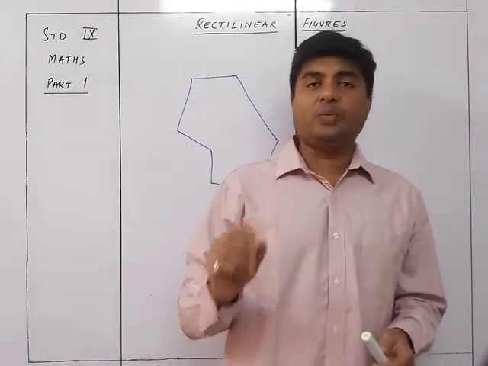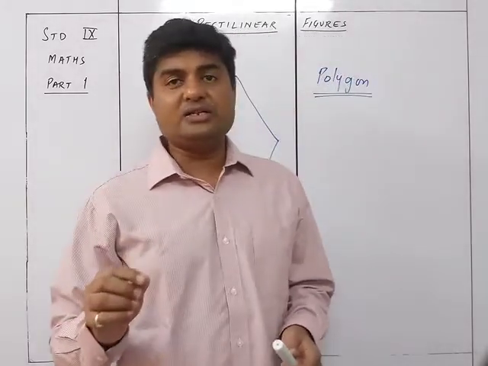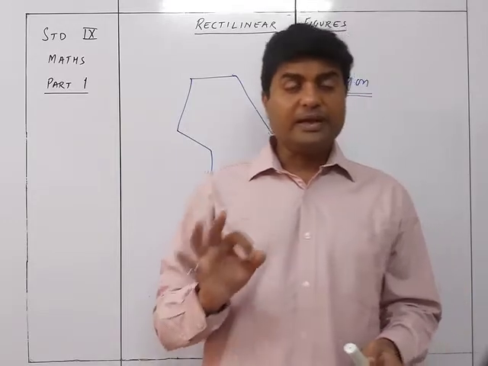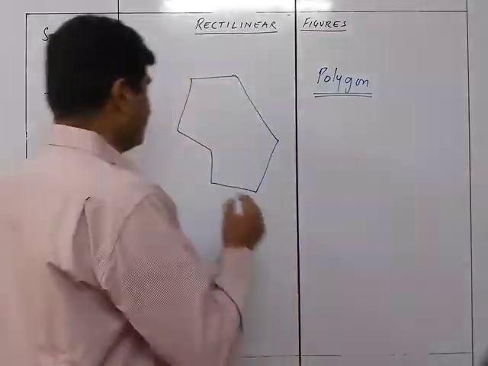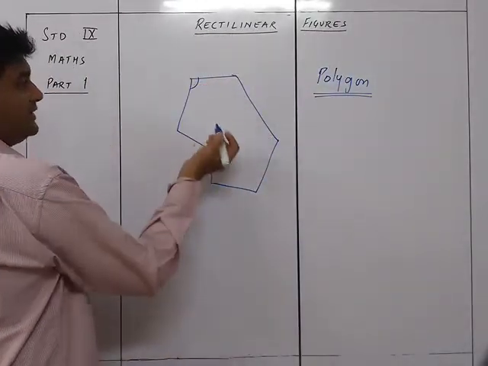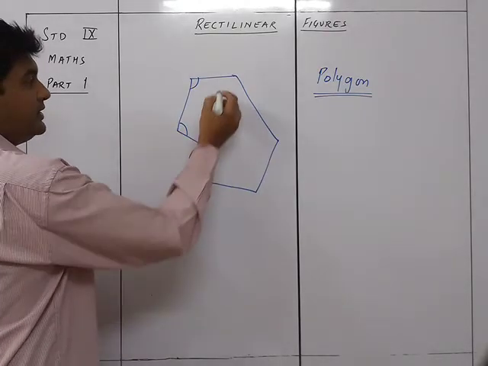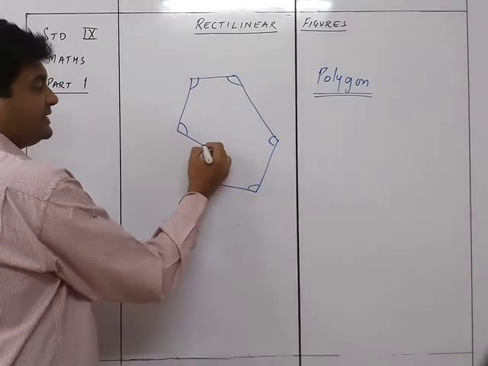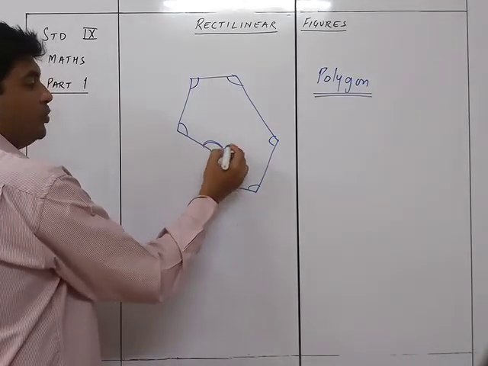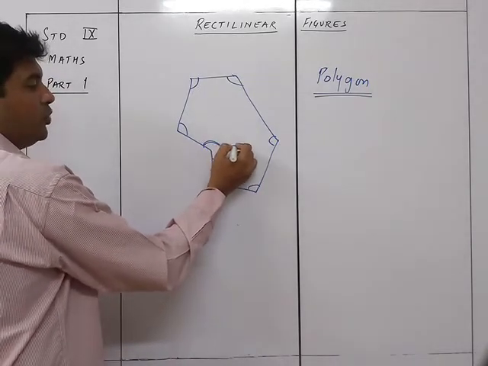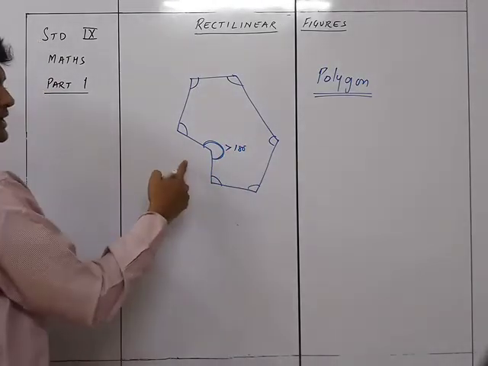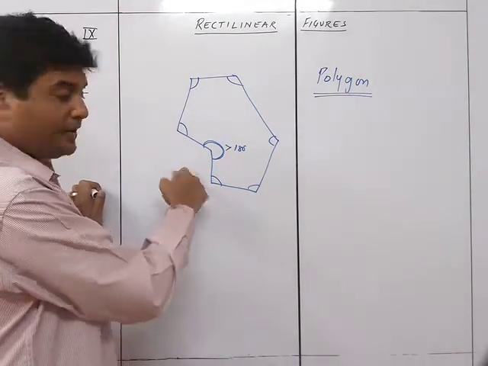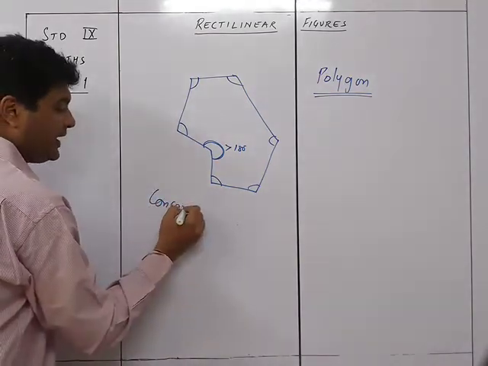Now polygon can be of two kinds. One is one in which all the angles of that polygon are less than 180. Let's see this one: the angle over here is less than 180, this is also less than 180, this is also less than 180, but this angle over here is more than 180 degrees. In such a case, when it is more than 180, it becomes a concave polygon.